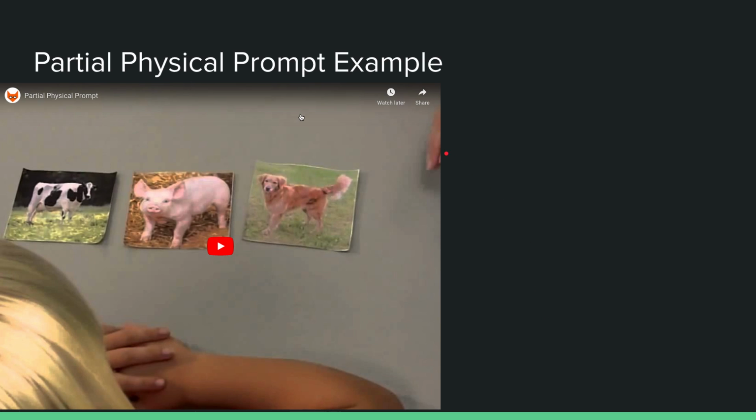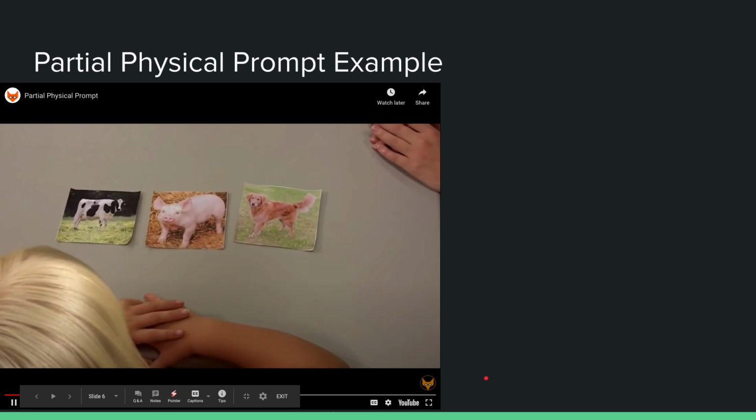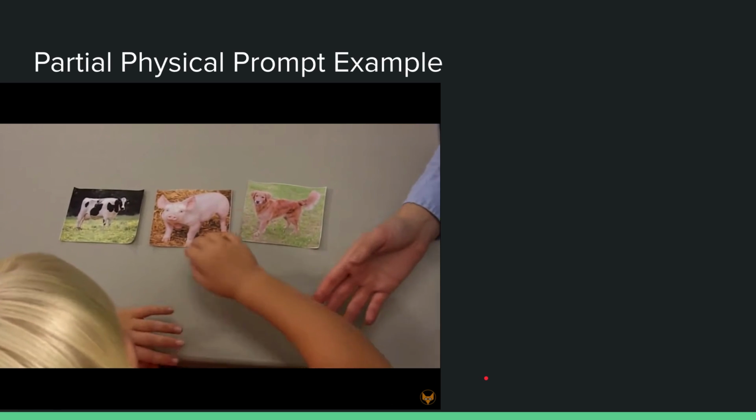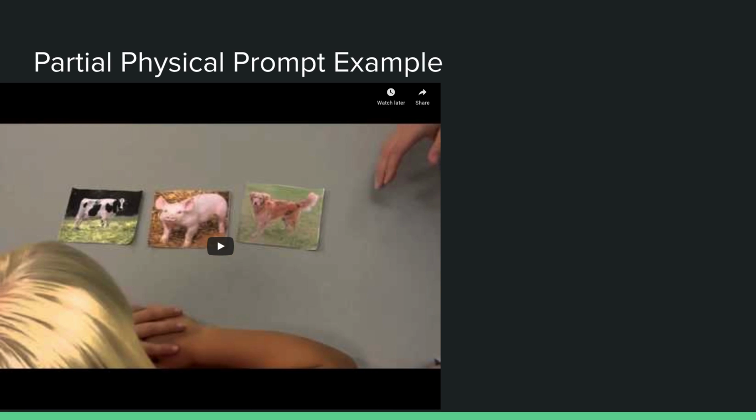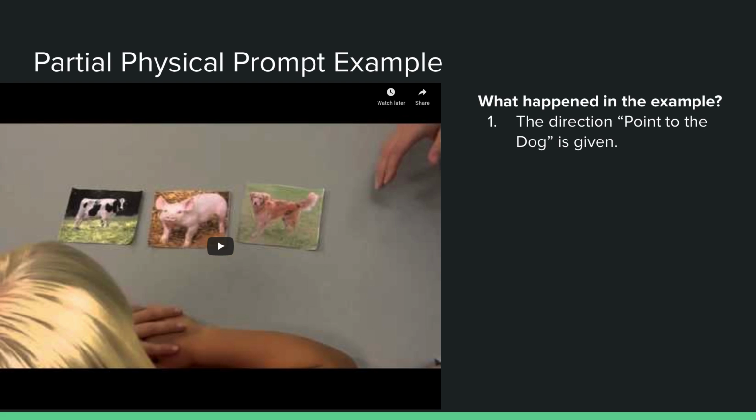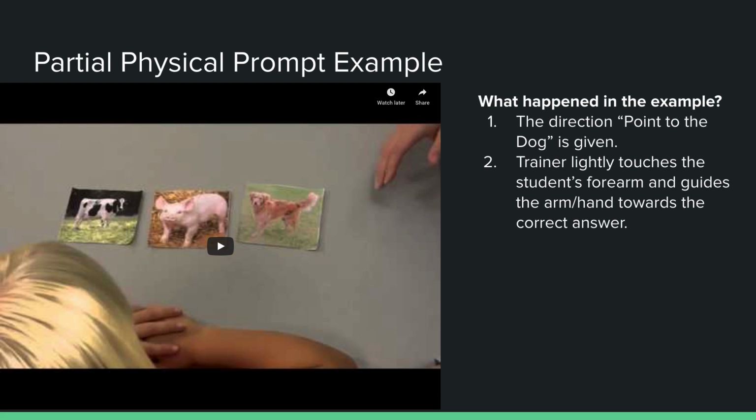The next thing we do is a partial physical prompt. Point to the dog. Okay, so in this example, same thing, the direction point to the dog is given, but this time the trainer doesn't use hand over hand. Instead, they lightly touch the student's forearm and guide the arm and hand towards the correct answer. So they use a less invasive form of physical prompting.